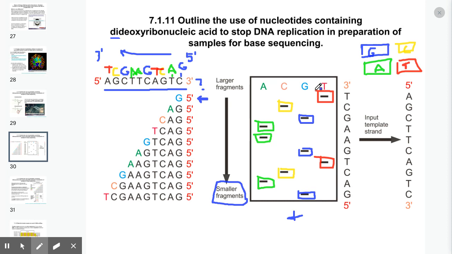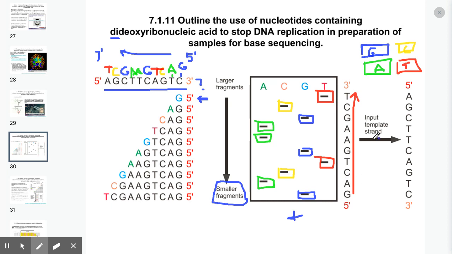So that is how they determine the base sequence. And you can just look at this diagram here, and we could say, the first one is guanine. The second shortest is adenine. The third shortest is cytosine. The fourth shortest is thymine, and so on. So we can get the sequence of DNA from shortest to longest.